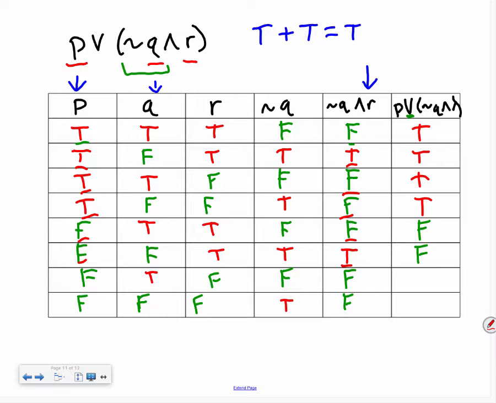And then I have a false and a true. So that is true because it's an OR. So false and true is true. Then I have a false and a false, so that is false. I have a false and a false, so that also is false. So that's how I would do that slightly more complicated truth table.